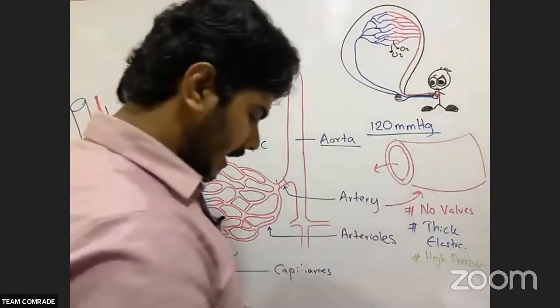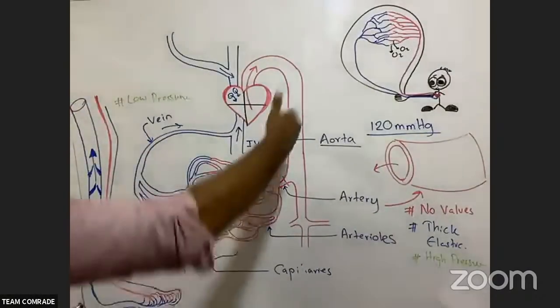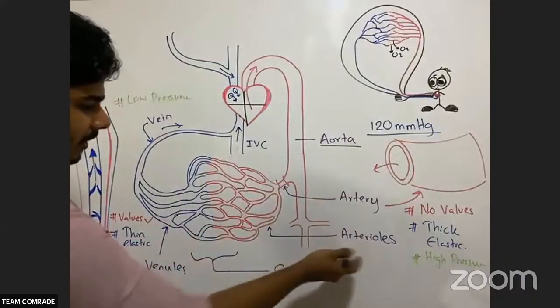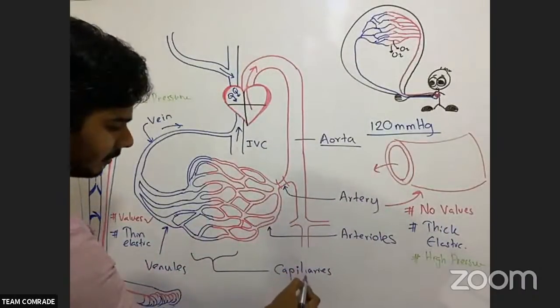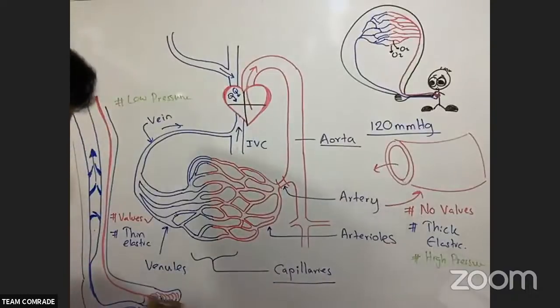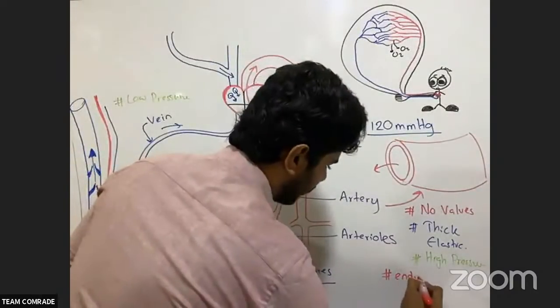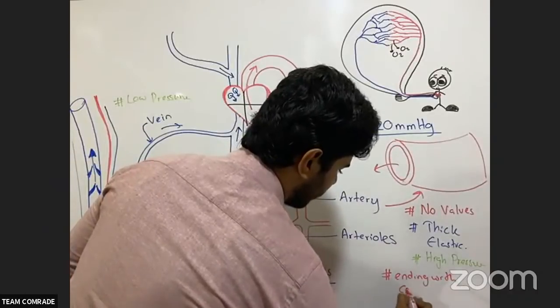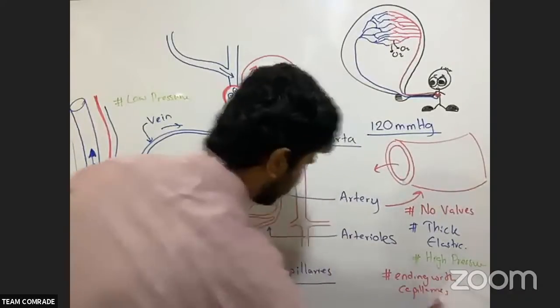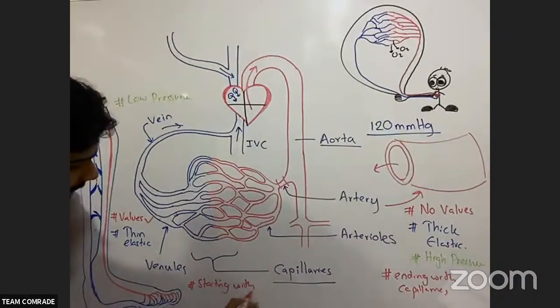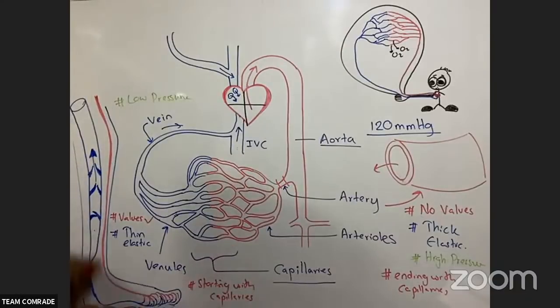And what do they call this? Arteries are ending with arterioles, and what do you call them finally? Capillaries, right? Arteries end with capillaries. Veins are starting with capillaries. Is it clear now? Veins are starting with capillaries.